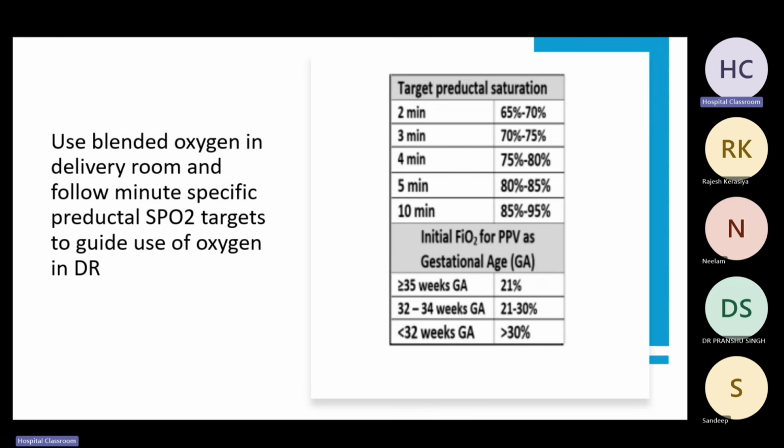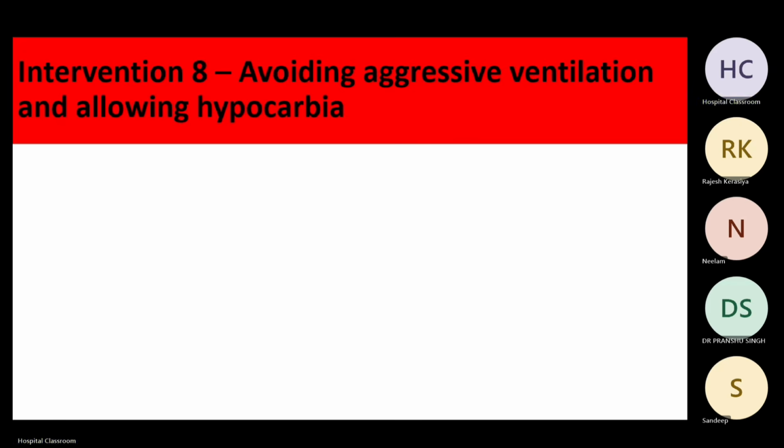This table is taken from NRP guidelines, okay. So at 2 minutes you should target an SpO2 of 65 to 70, that is it. You should not worry that oh, saturation is 60, turn on O2, give 100% oxygen, no, okay. So NRP has been very categorical in telling that if you have a baby more than 35 weeks of gestation, you start resuscitation with 21% oxygen. If it is between 32 to 34 weeks, you start at 21 to 30%. And if it is less than 32 weeks of gestation, you start at 30%, more than 30% oxygen. So this has to be followed as it is. And for this only we have kept the blender in the delivery room, but that blender has to be used. Okay, double underline.